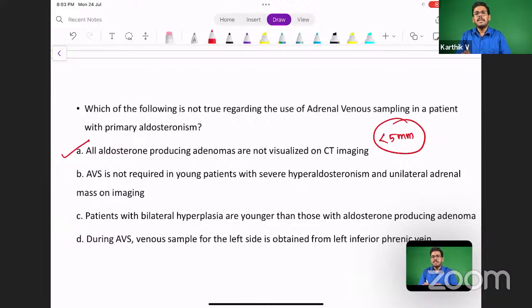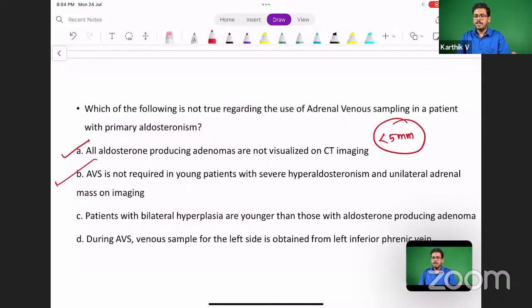AVS, or adrenal venous sampling, is not required in young patients with severe hyperaldosteronism and a lateral mass. That is again a correct statement, because in elderly patients you are more likely to get adrenal incidentalomas or adenomas which are not functional. But if you get an adrenal mass in a young patient, it is more likely to be the culprit lesion. And if you have severe hyperaldosteronism, evidenced by aldo levels more than 20 to 30 nanogram per dL along with hypokalemia, then you are almost certain that the visible lesion is responsible for aldosterone overproduction. So again, that is a correct statement.